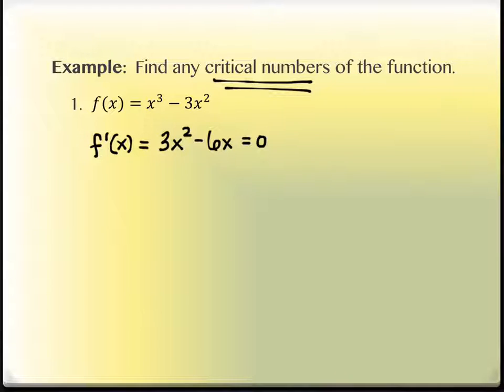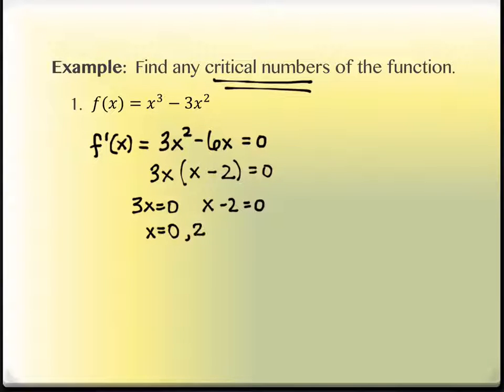So what can I factor out of 3x squared and 6x? 3x. And if I factor 3x out of 3x squared, what do I get? X. And then minus 2. Okay, good. And then what we're going to do is set each piece equal to 0, right? This feels like algebra, doesn't it? You betcha. So what are my 2 x values that are my critical numbers? 0 and 2.